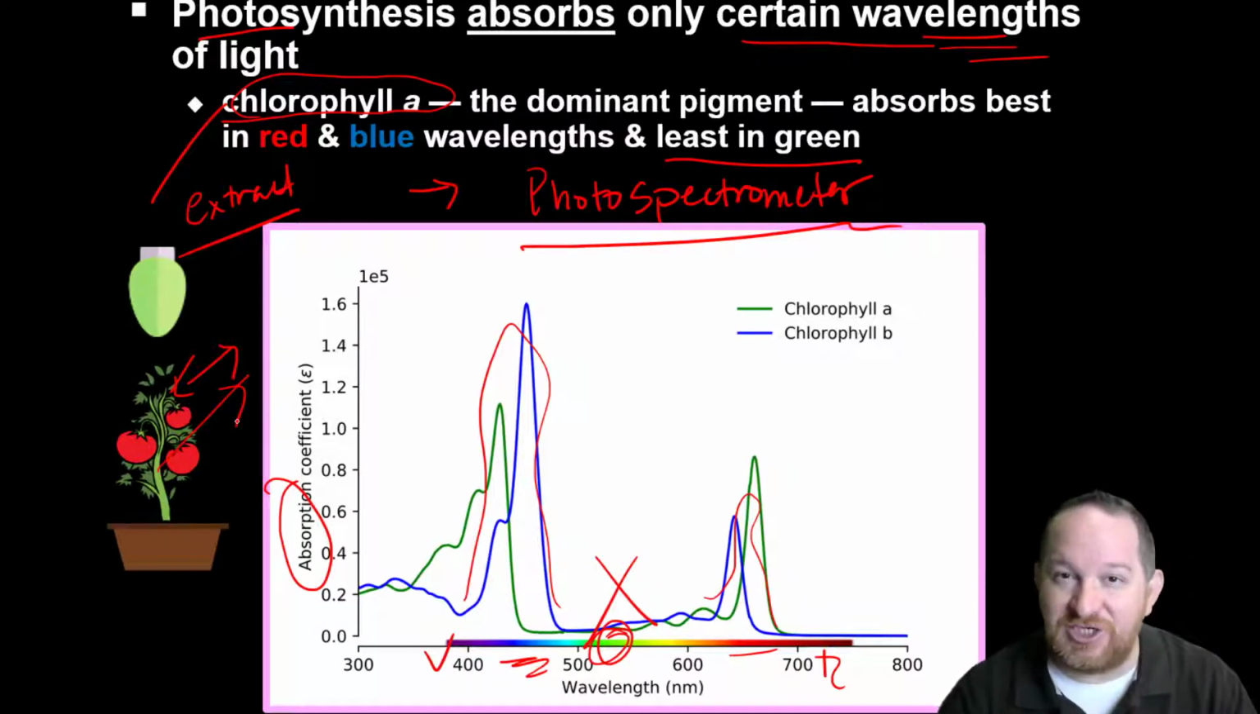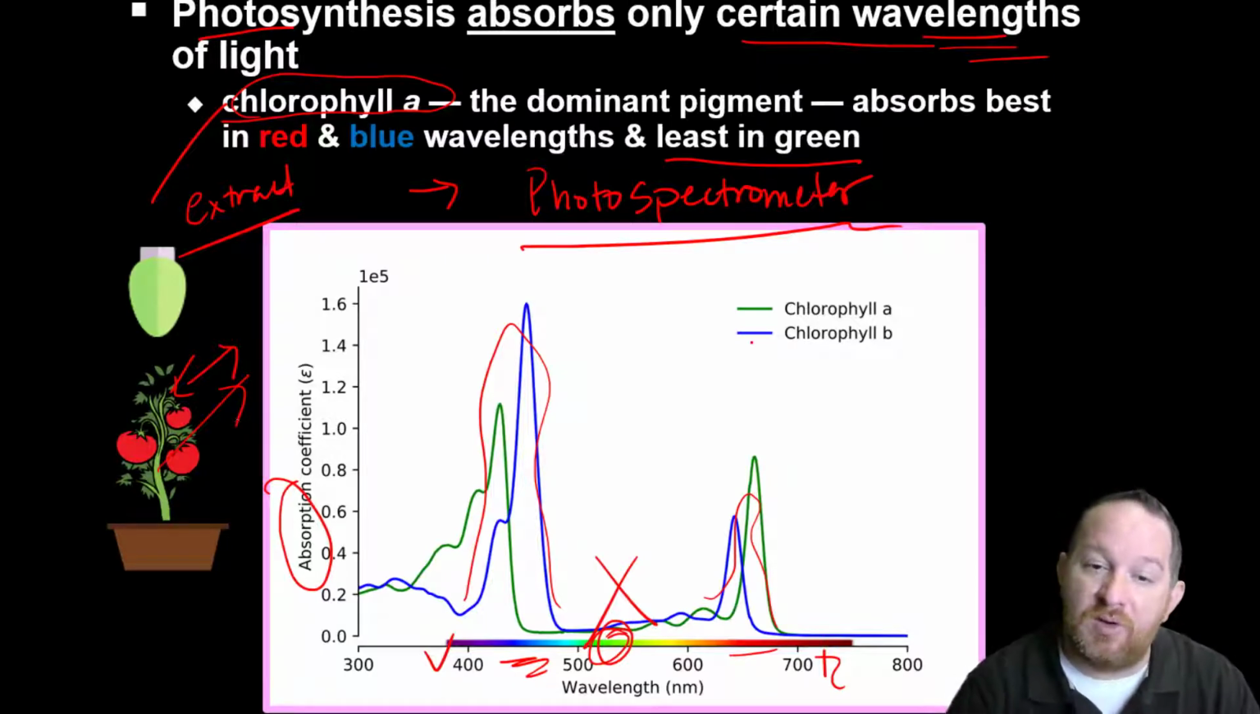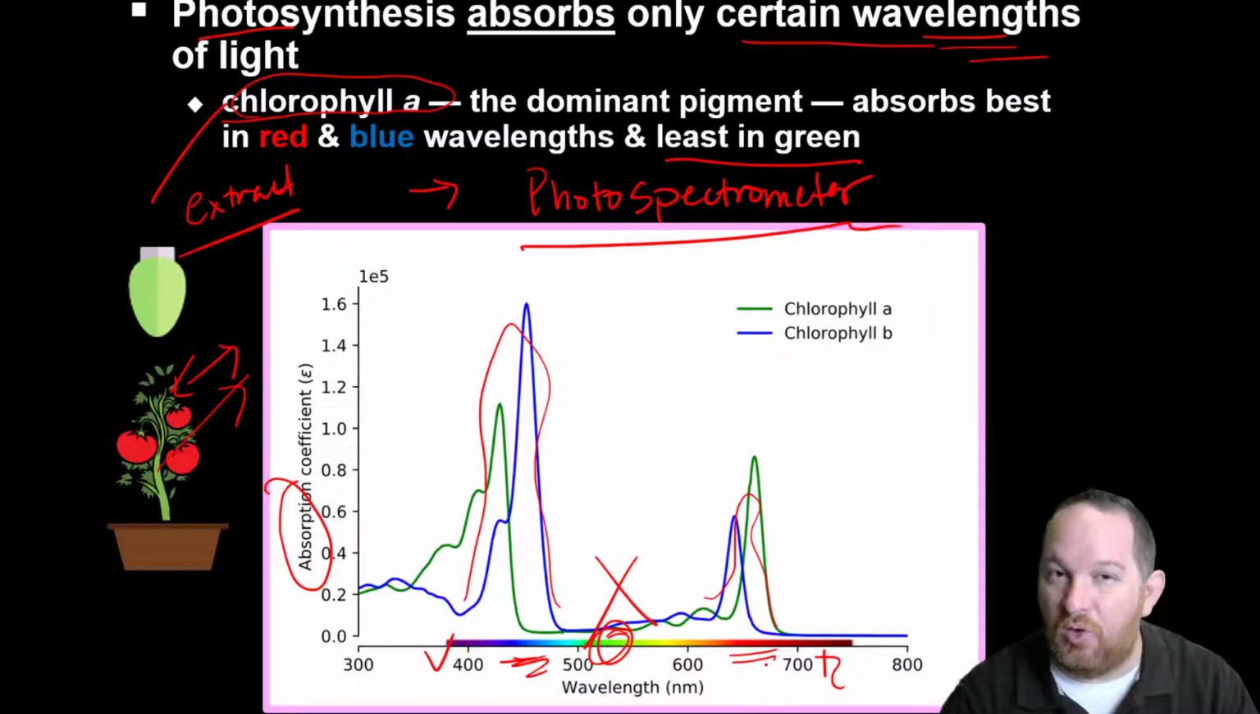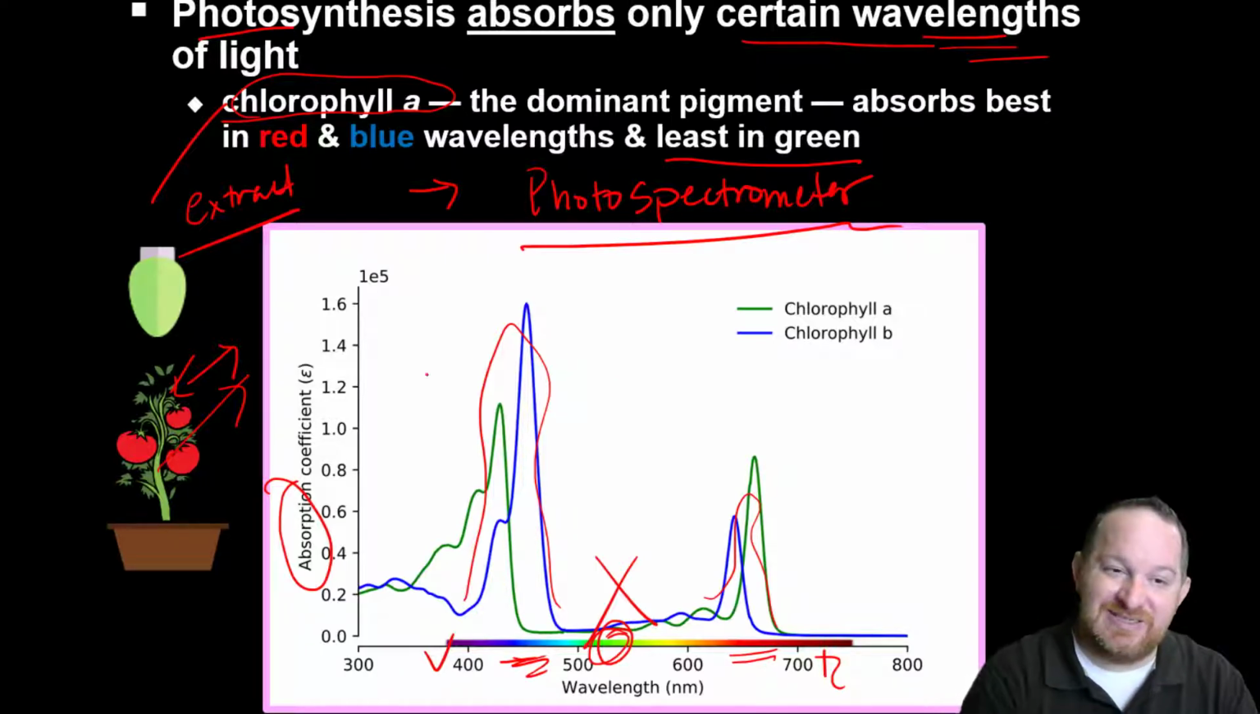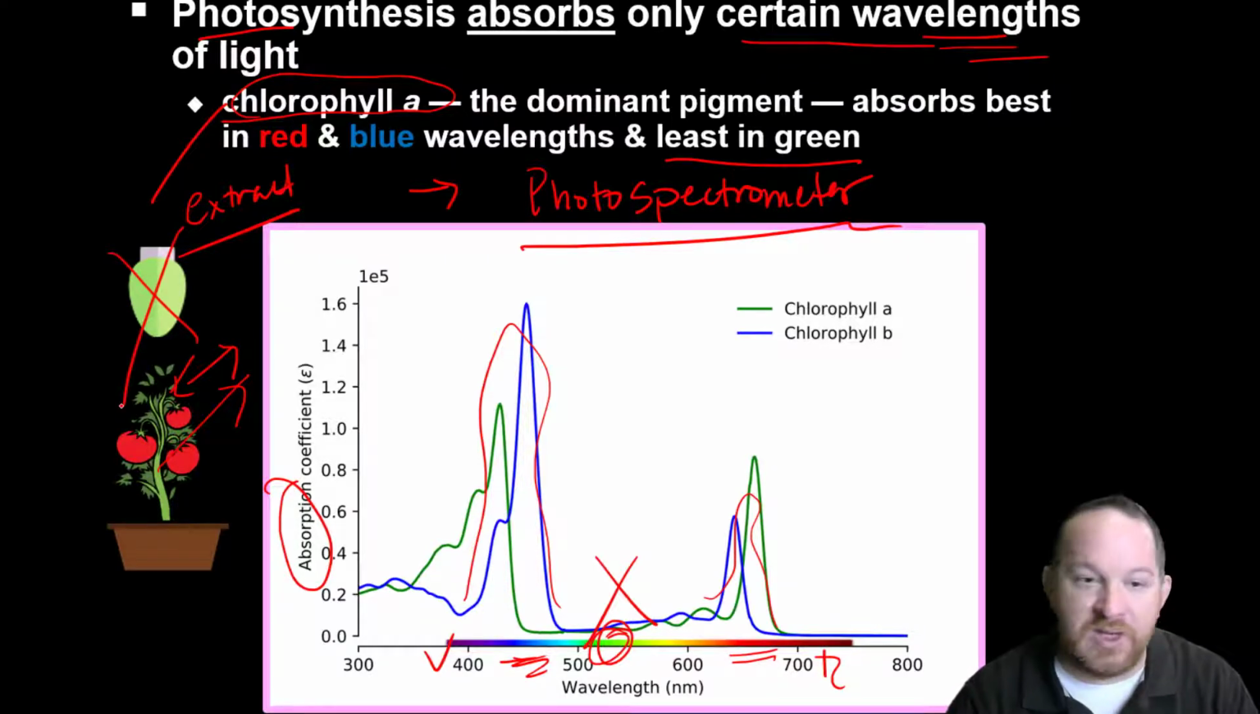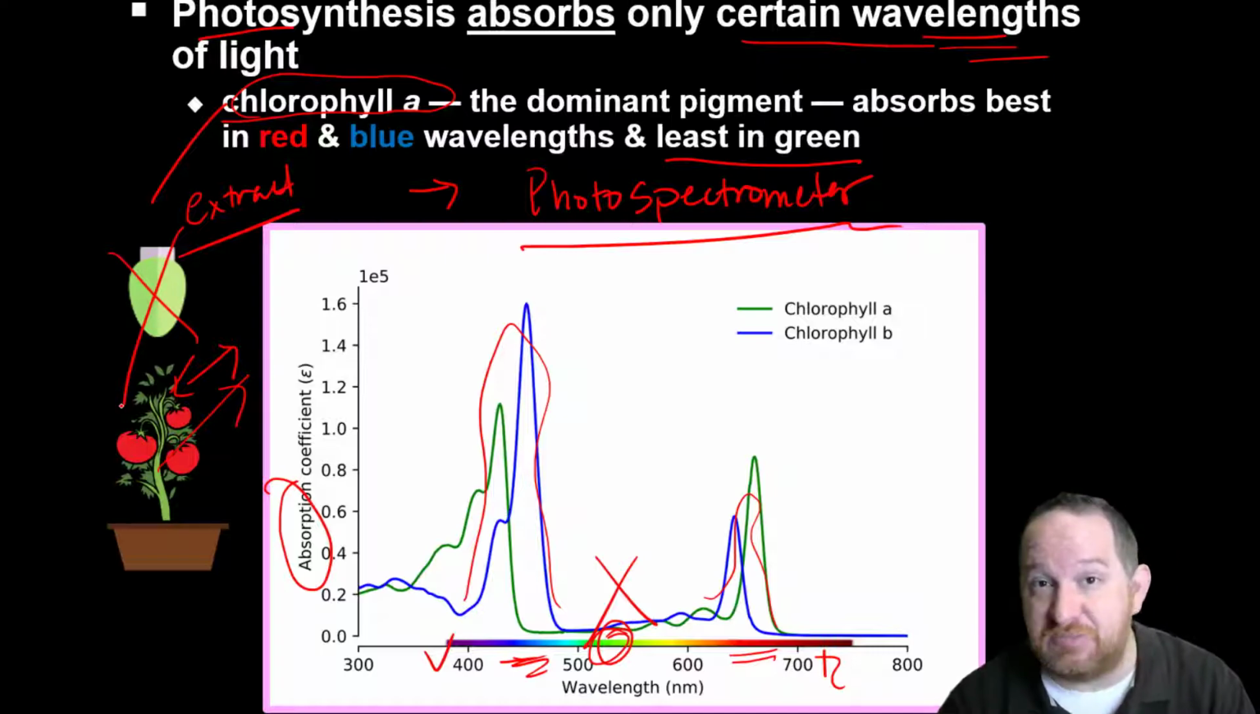But they can't actually use that green light. They reflect it back to you. What they're absorbing is the red and the blue wavelengths. So in this classic experiment, don't even mess with the green light bulb. We know plants cannot use that green pigment, at least most plants.